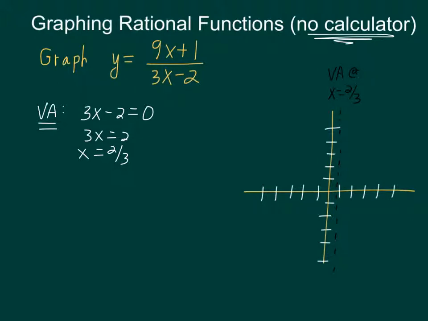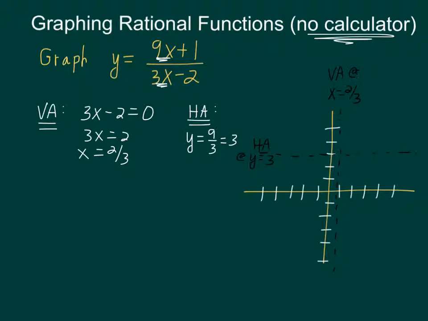Next, how about we tackle the HA? Well, notice we have equal powers here, 9x and 3x. So that's going to be the ratio of the coefficients. We're going to have y equals 9 over 3, which is just 3. So up here at y equals 3, we're going to have a horizontal boundary line. So here is our HA at y equals 3. We still haven't drawn the actual graph yet. All we've drawn so far are the two asymptote lines that we know are going to bound this graph.